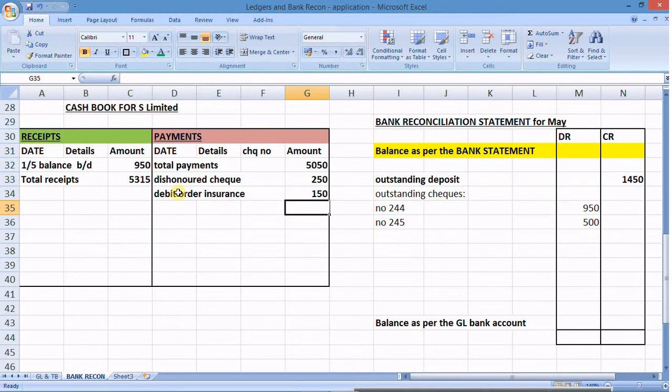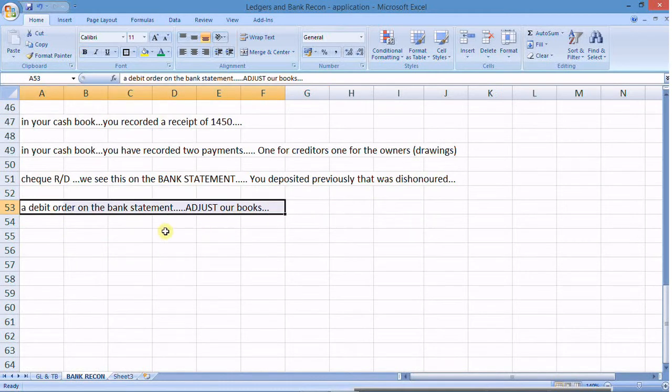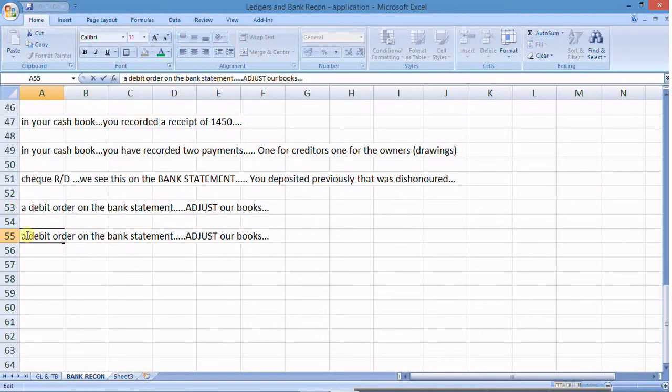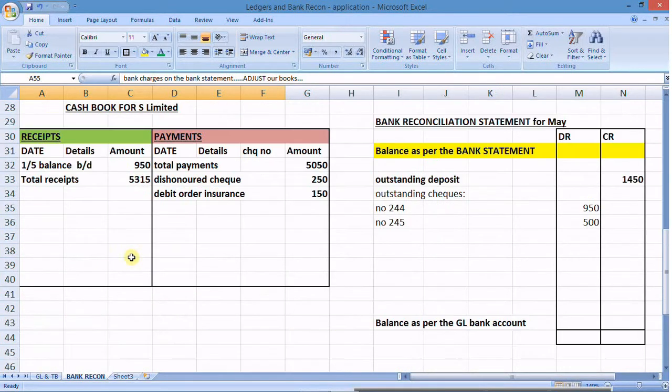Yes. Okay. And then a bank charge. Bank charges, same story. The bank is correct. We have to adjust. Bank charges on the bank statement means adjust your books. The bank is correct, we need to adjust. And that's 50 rand. Okay, great. Is that everything? That's everything.